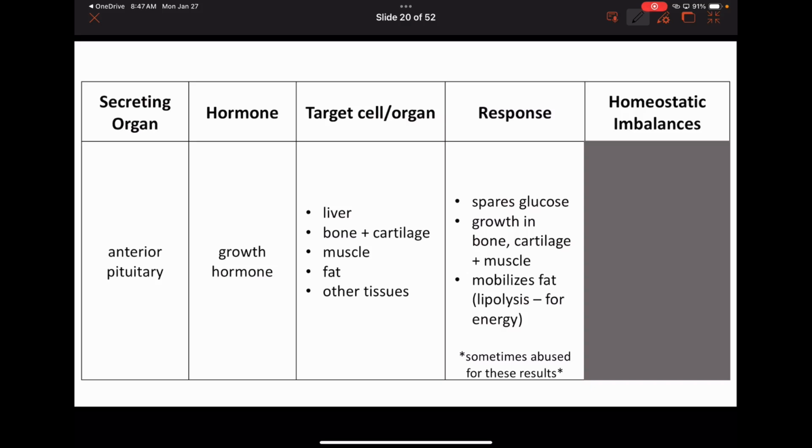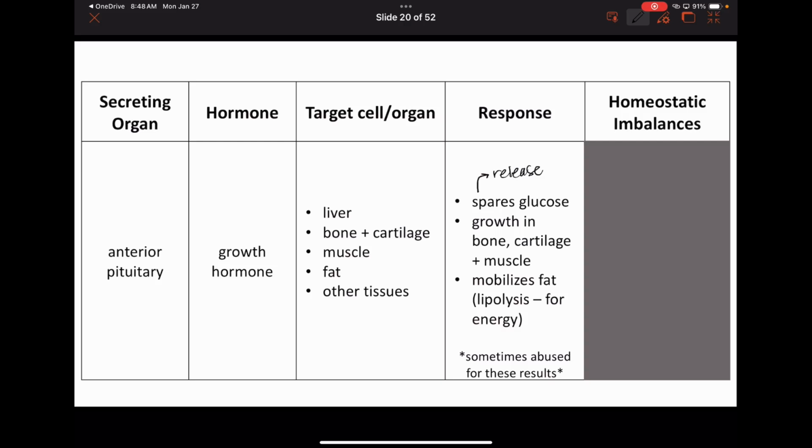For the liver, it's going to spare glucose. What that means is that it's going to release more glucose into the blood, which makes sense. If you're growing and developing, you're going to want more access to glucose to make more energy to do the work to grow and develop. For bone and cartilage, we're going to have growth in bone, cartilage, and muscle. So growth hormone is going to stimulate the growth of bone, cartilage, and muscle.